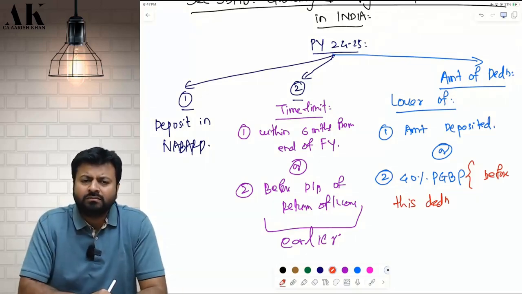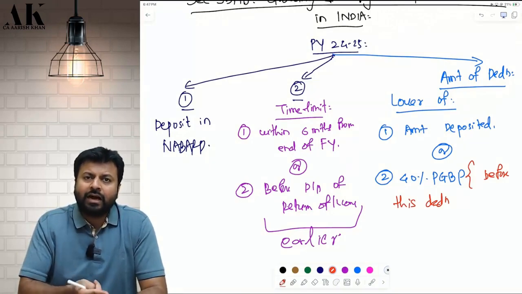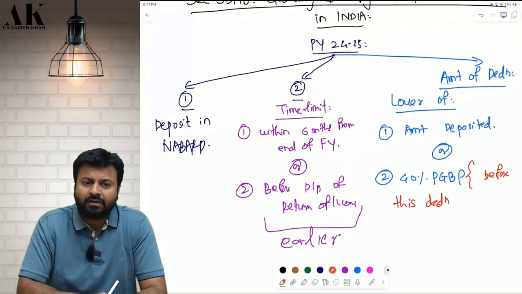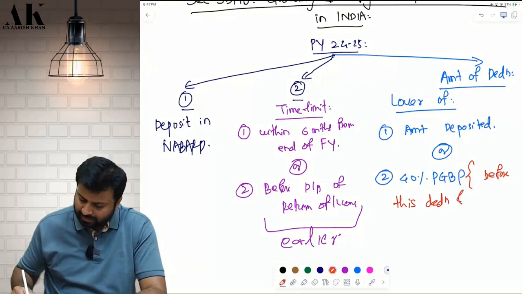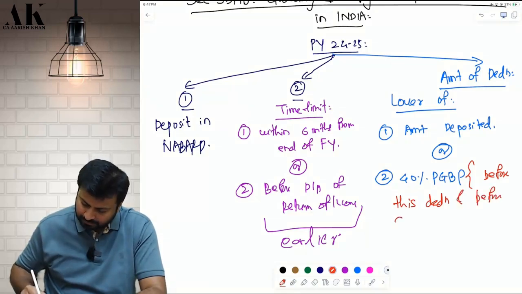Yes or no? How will I reduce this deduction at this moment? That's what I don't know, how much it is. That's what I am trying to find out with the help of this section. So it has to be before this deduction and before set off of what? Losses.